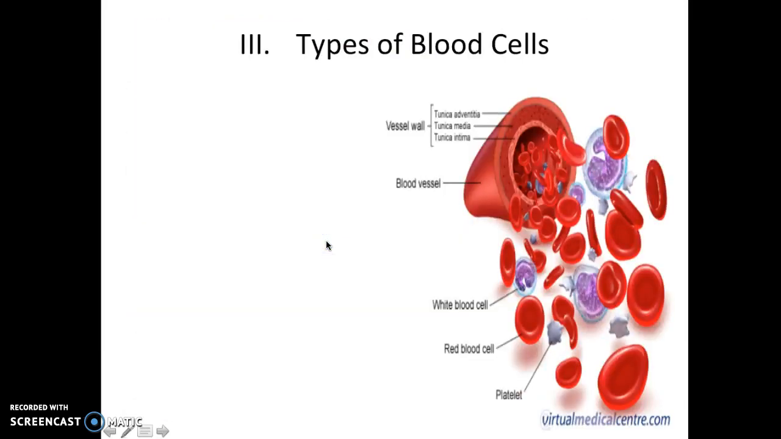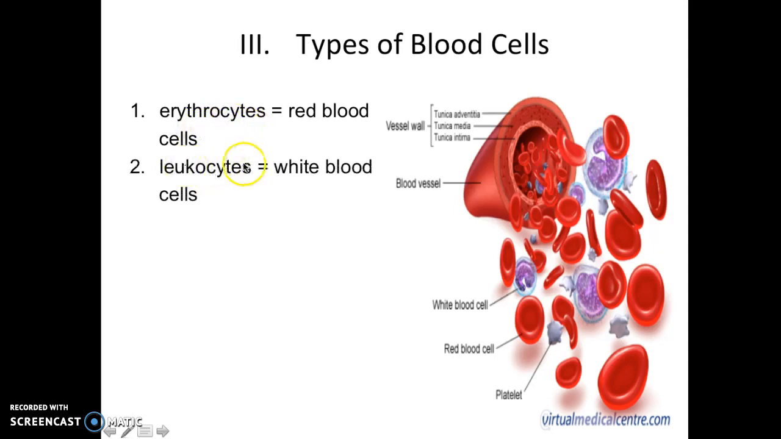Okay, so now we're in the blood cells, types of blood cells. The first one is red blood cells, erythrocytes. Erythro means red, cytes means cells, so erythrocytes, red blood cells. Leukocytes: leuko means white, cytes, cell, so leukocytes, white blood cells. And thrombocytes is platelets. Thrombo means to clot, so platelets are what's going to help clot your blood.